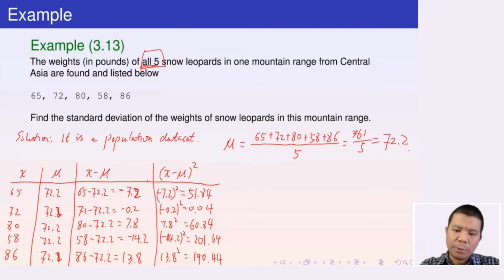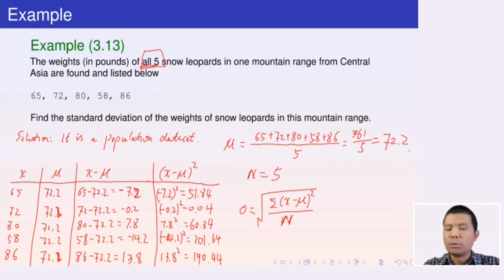All right, so here we also have N is 5 of them. So capital N is 5. So the population standard deviation sigma equals, by the formula, the summation of (x minus mu) squared over capital N. Be careful, we do not subtract 1 here, right? So for the population version, we plug in all the values here.